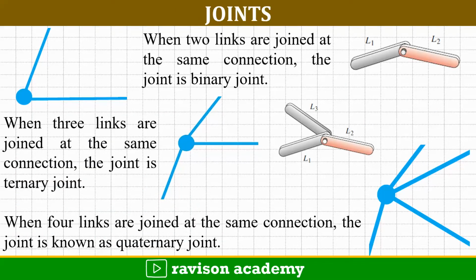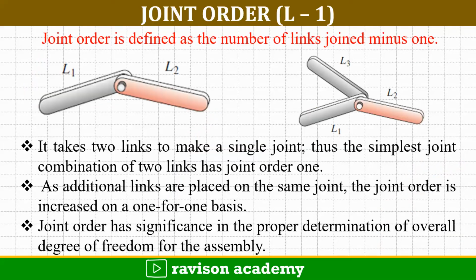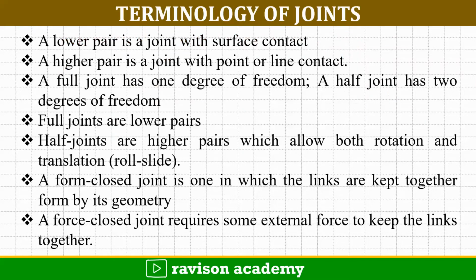In this picture, link 1 and link 2 are connected at one particular joint, so here it forms a binary joint. Similarly, in the next picture, link 1, link 2 and link 3 are connected at the same point, so we call it a ternary joint. Similarly, when 4 links are connected at the point, we call it a quaternary joint. Joint order can also be determined using the equation number of links L minus 1. So in the first figure, the joint order is 1. In the second picture, the joint order is 2. These are some of the terminologies of the joints.